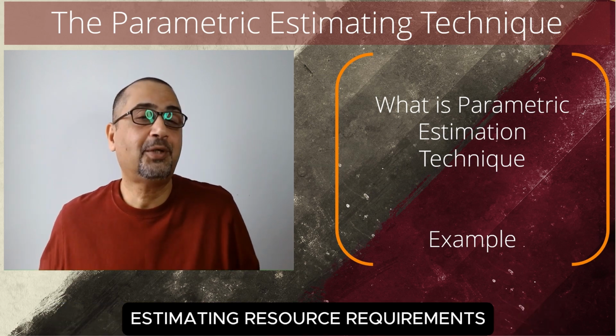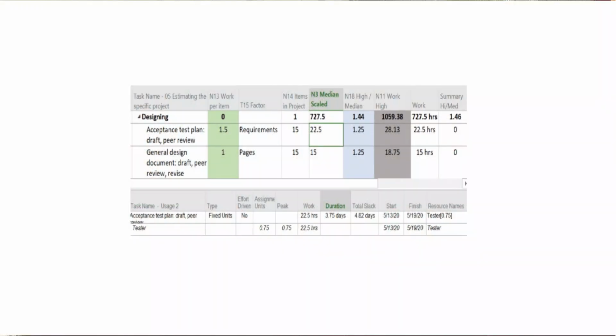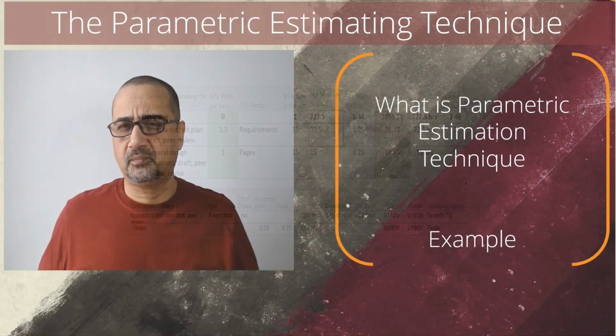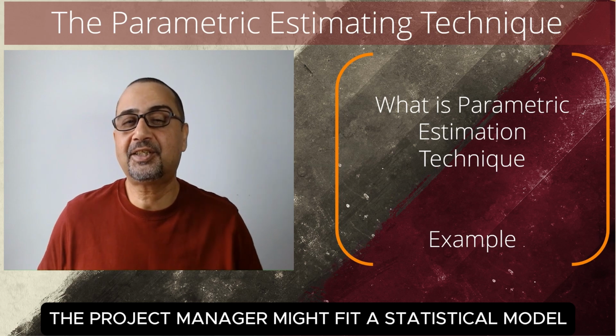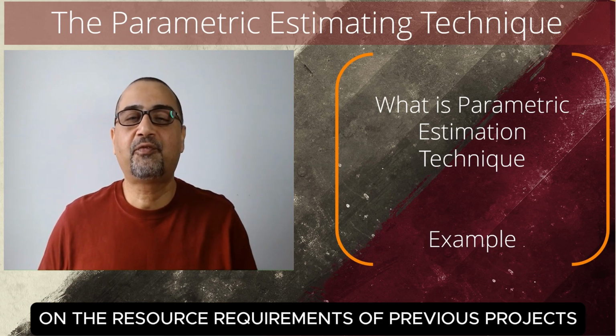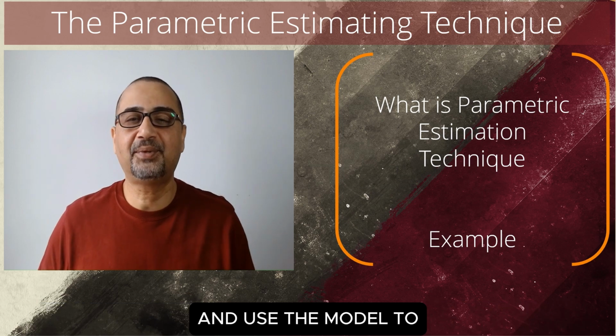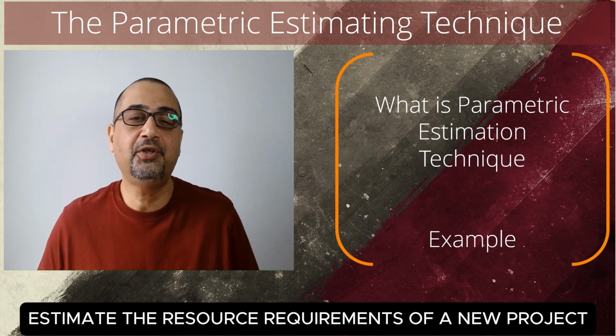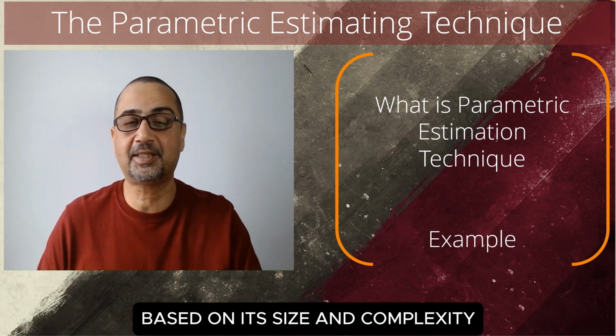Estimating resource requirements. A project manager might use parametric estimation to estimate the resources, such as labor, materials, or equipment, that will be required to complete a project based on data from similar projects in the past. The project manager might fit a statistical model to data on the resource requirements of previous projects and use the model to estimate the resource requirements of a new project based on its size and complexity.